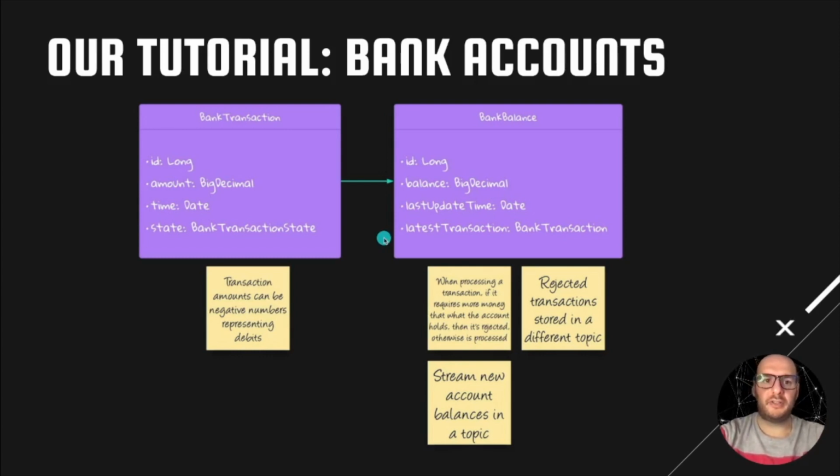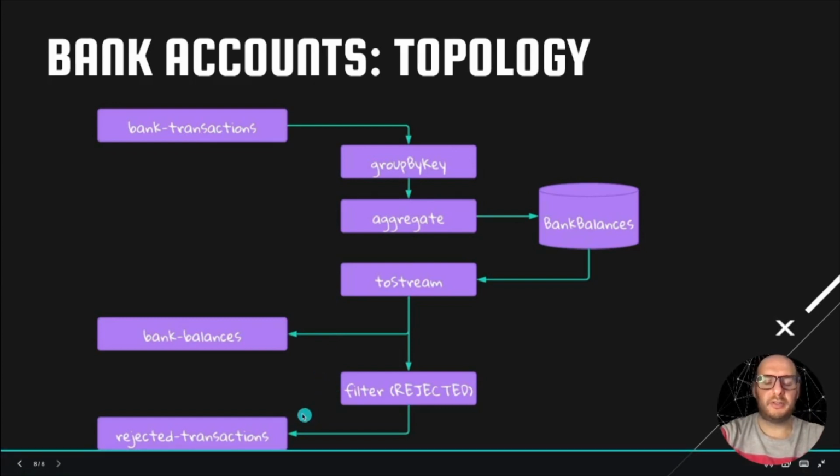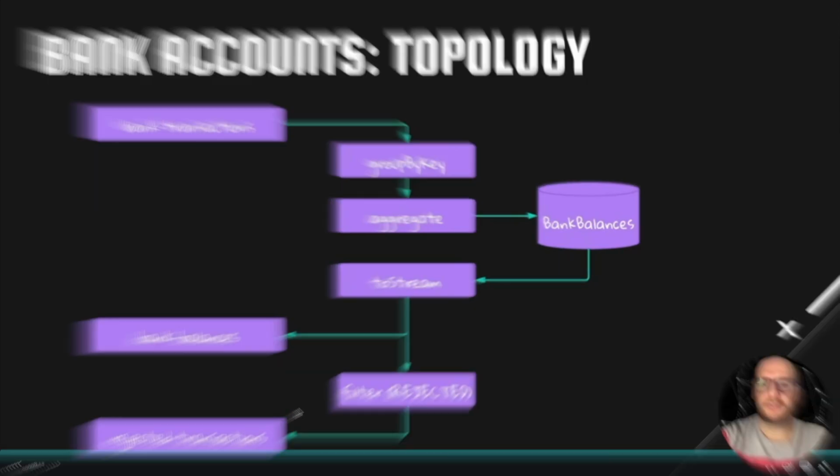So the idea of the application is to create a topology in which we receive the bank transactions, we group them by the key, which is the account ID, and we are going to aggregate these transactions, and we're storing it into a bank balance. Once we store it, we want to stream it into a topic called bank balances, and then we also want to stream into a different topic the rejected transactions. So that's why we're filtering the rejected transactions here, and we're going to put them in the topic rejected transactions.